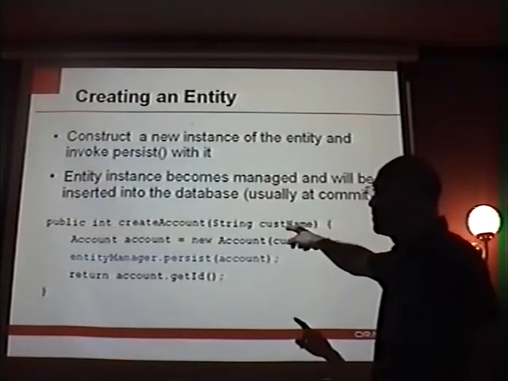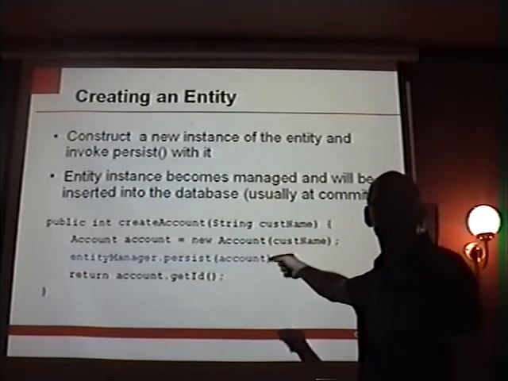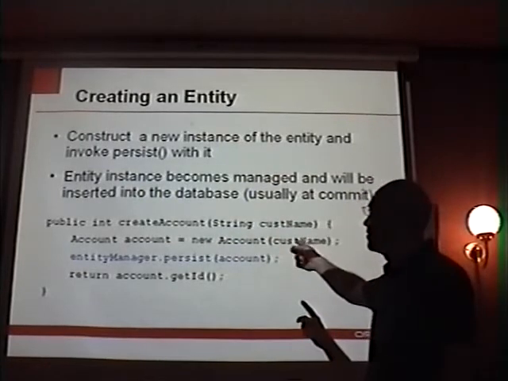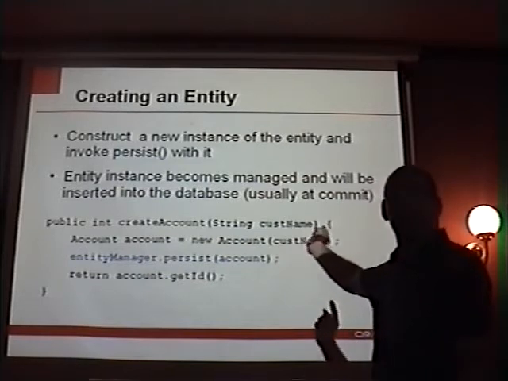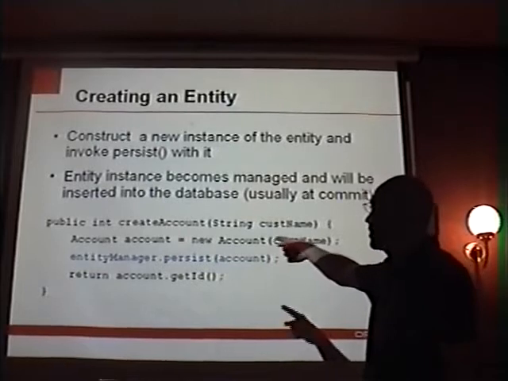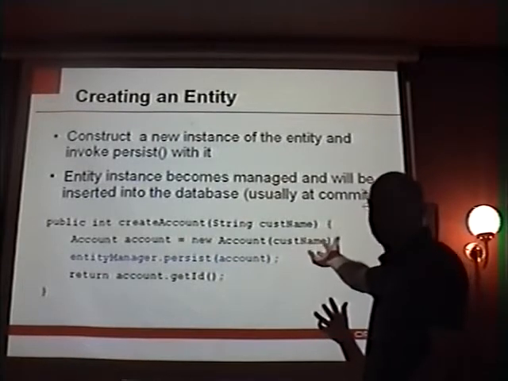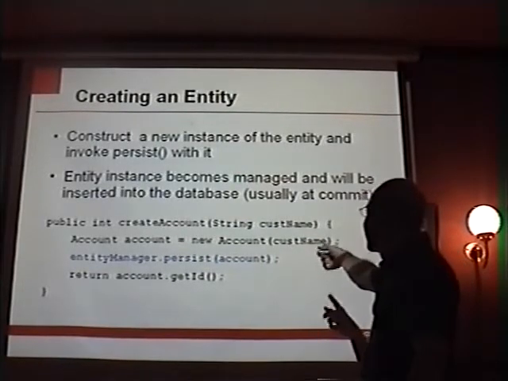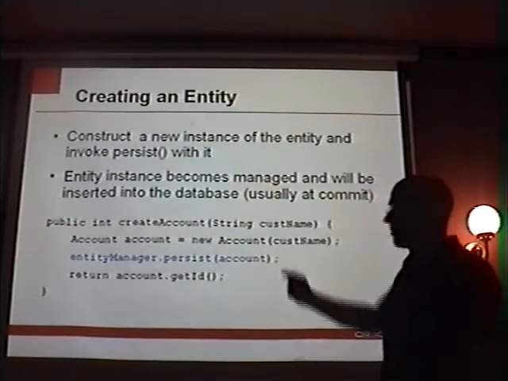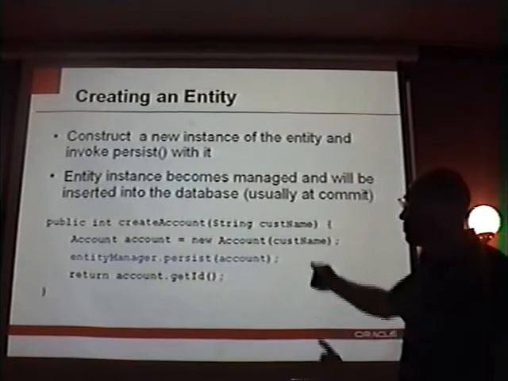So here's our create account method. We now get to implementing our methods in our session bean. Our session bean create account method is going to take the customer name, remember, and return the primary key that gets generated. So we say new account, right? That's all. New account, passing in the customer name. The only thing different we have to do is say persist to that account. That account becomes managed.